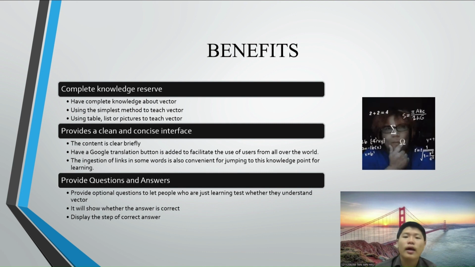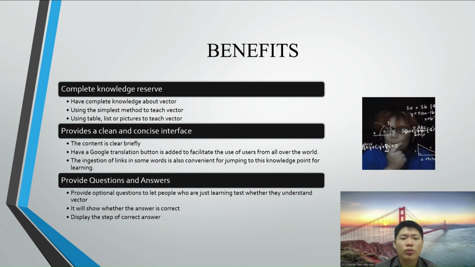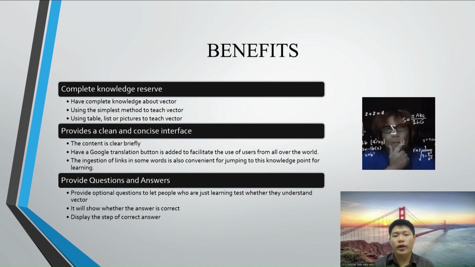The button is added to facilitate the use of users from all over the world. The insertion of links in some words is also convenient for jumping to the knowledge point for learning. It provides questions and answers. It provides optional questions to let people who are just learning test whether they understand vectors. It will show whether the answer is correct and display the steps of the correct answer.